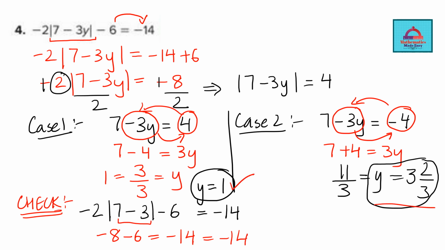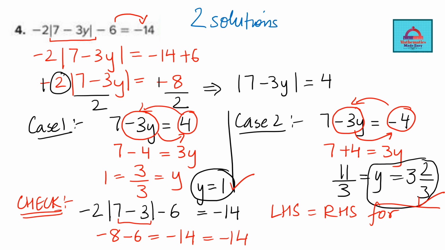Similarly, check y equal to 3 2 by 3, put it back in the equation, and you would see that both sides come out to be equal for y equal to this. So here in this question, definitely we have two solutions. So the final answer is going to be the solution set 1, 3 2 by 3.